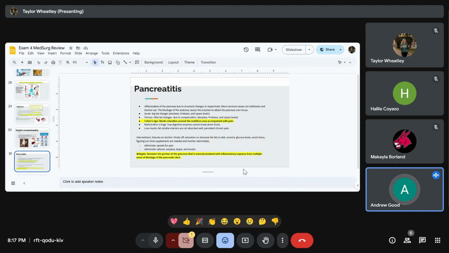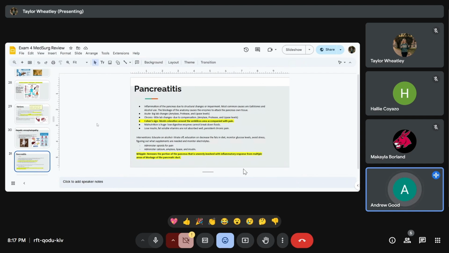Malnourishment is huge because of a loss of digestive enzymes. They cannot break down foods like carbohydrates, proteins, and fats. There's a loss of insulin, loss of fat soluble vitamins, there's persistent pain. So, all things to kind of know there.